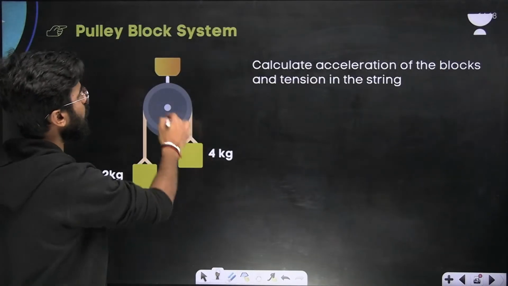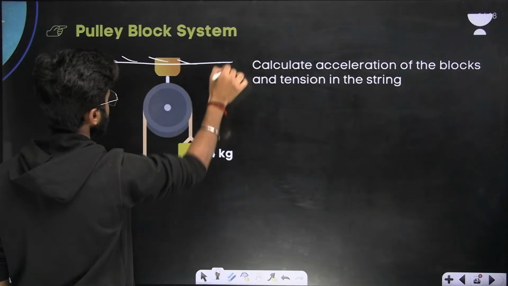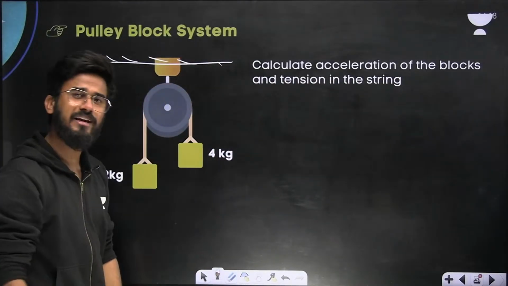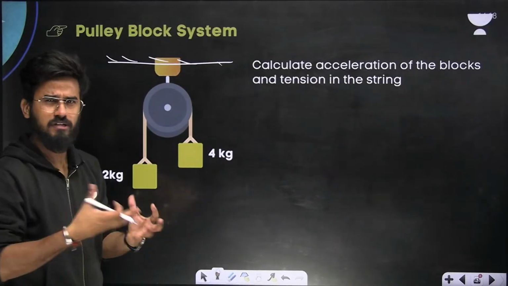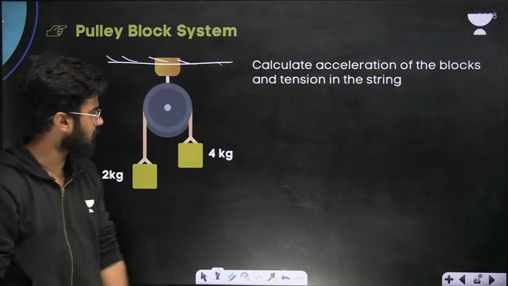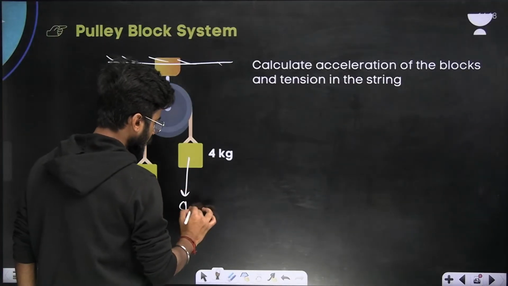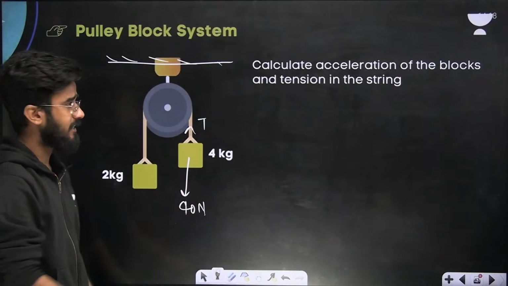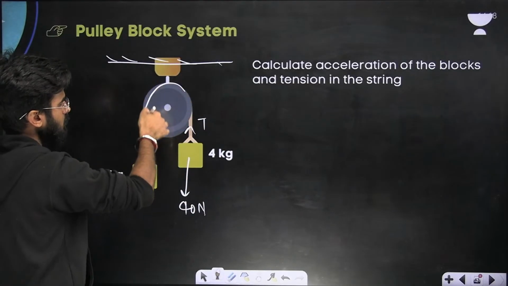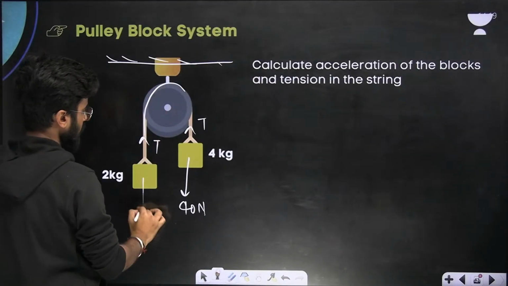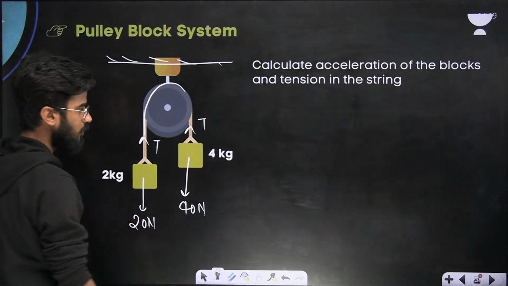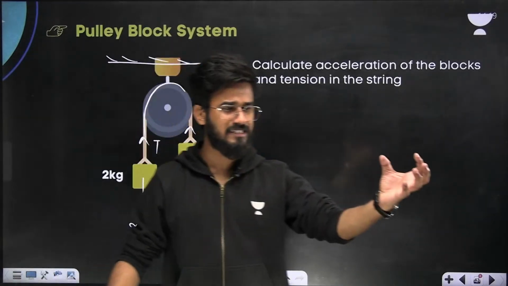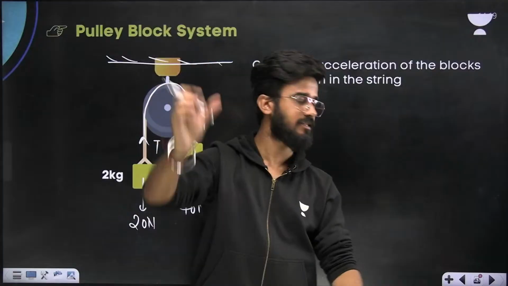So first of all, suppose that this pulley is at rest. We have to calculate the acceleration of the blocks and the tension in the string. How will we calculate? We'll simply draw the individual blocks and write all the forces on them. So this is 40 Newton, correct? mg. And this is tension. So tension on this complete pulley, so this is also tension. This is 20 kg, so 20 Newton. Suppose that the acceleration is a. Obviously this is 4 kg, and this is 2 kg, so it will be moving like this.